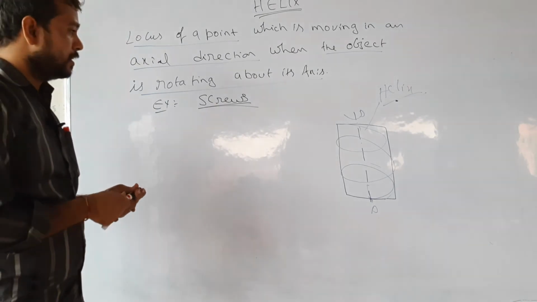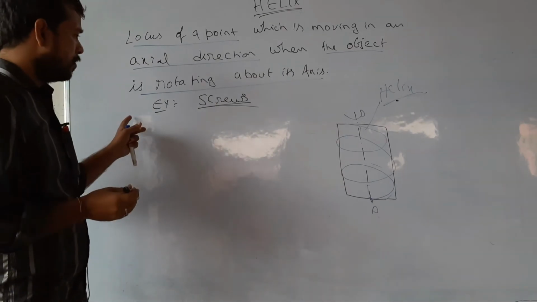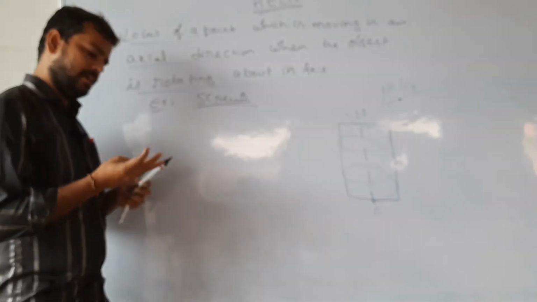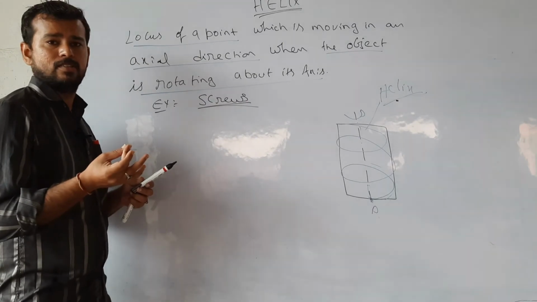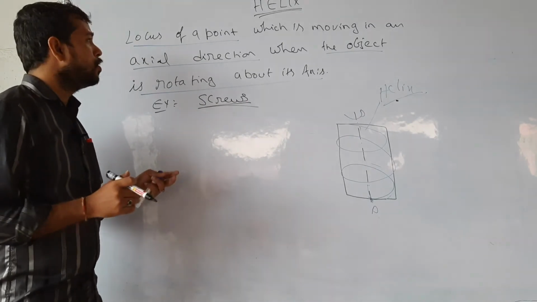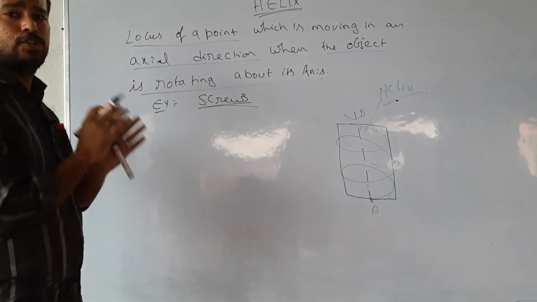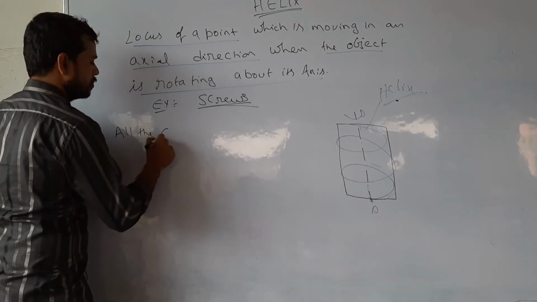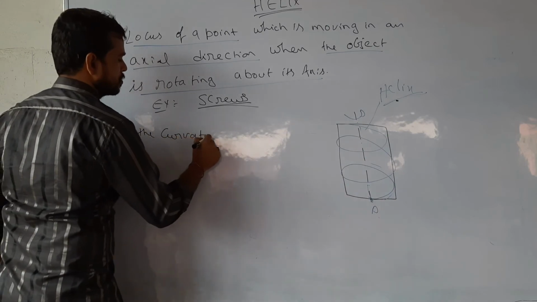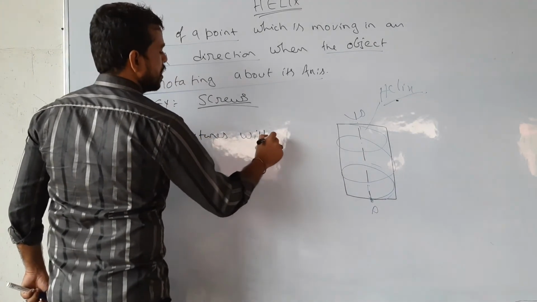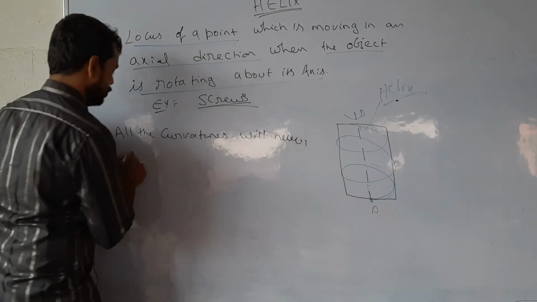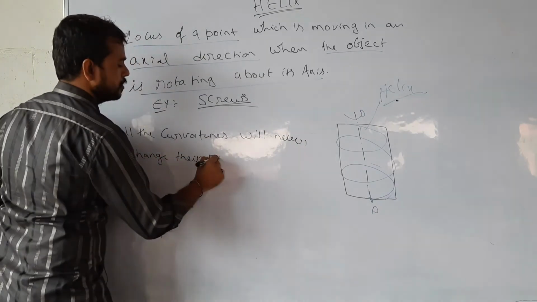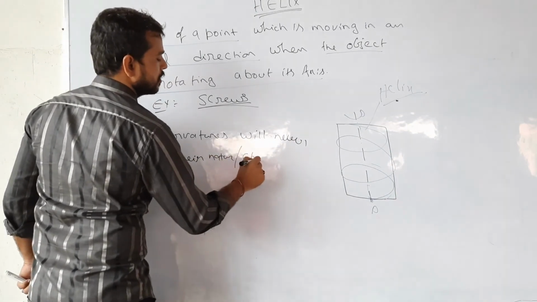So we come across helix, spirals, conic sections, roulettes. All these curvatures don't change their characteristics. All the curvatures will never change their nature or character.